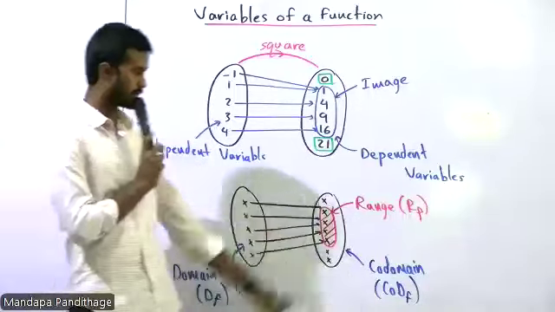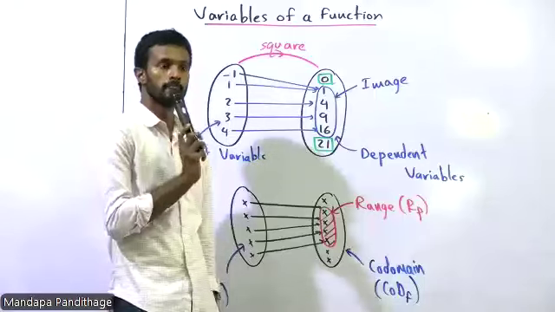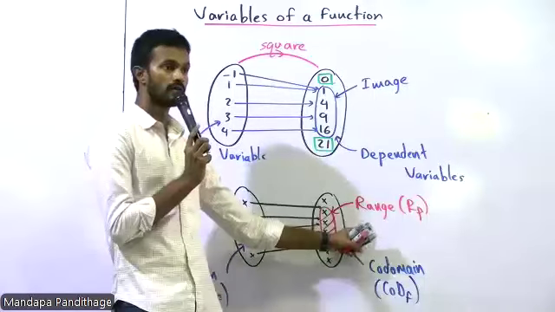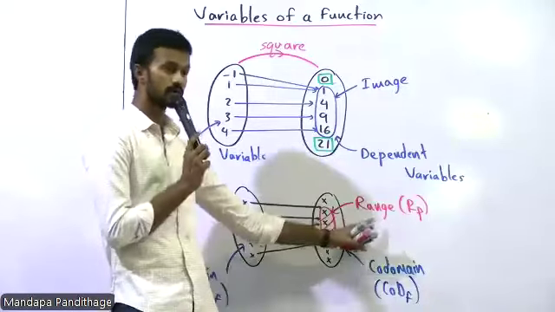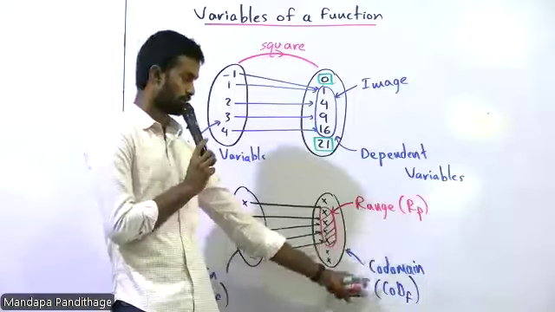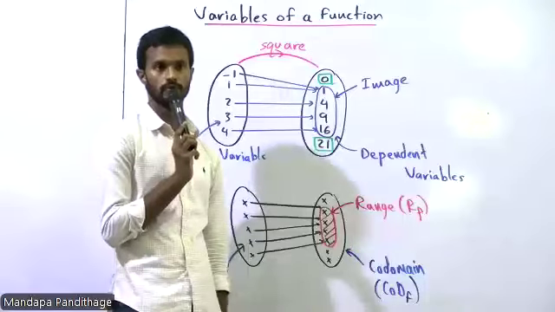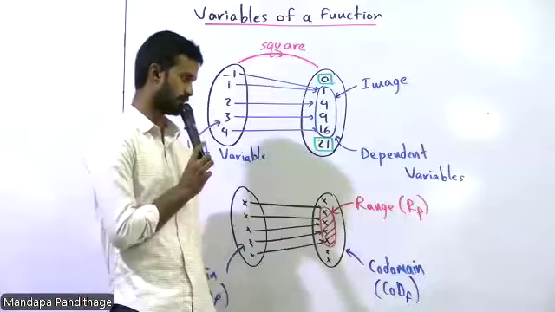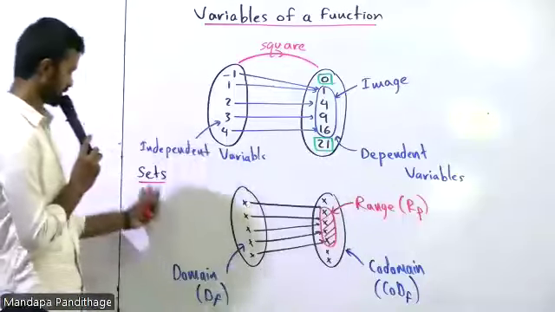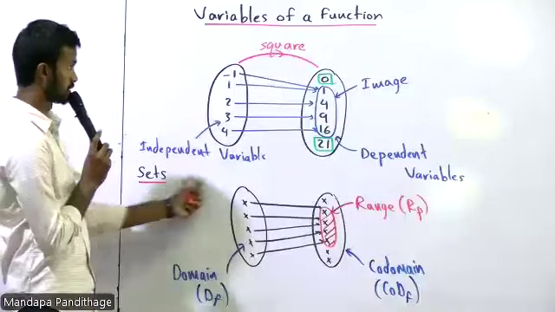Now tell me, according to your knowledge of sets, the range is always what of the codomain? The range is always a subset of the codomain. A range is always inside the codomain, so it's always a subset of a codomain. Okay, so then write the topic that we wrote: sets of a function.